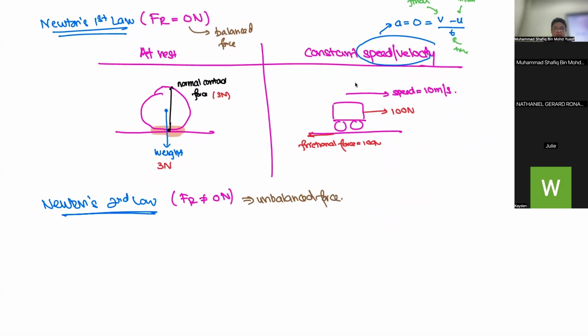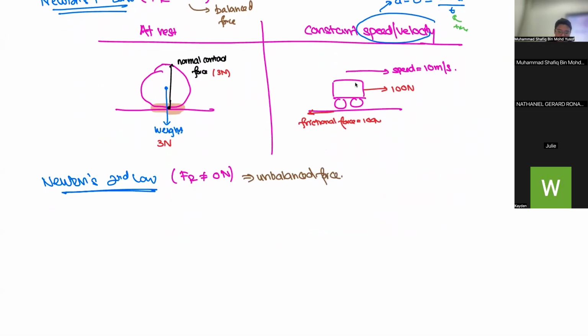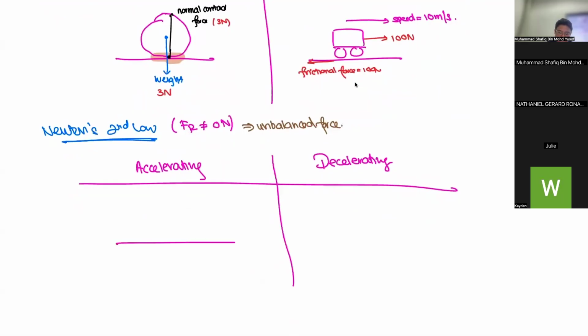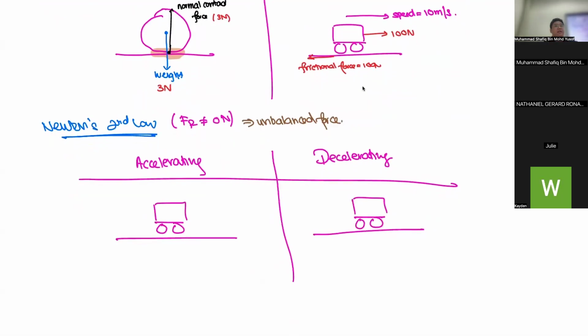Okay, so let's go through. There are two scenarios you all need to know. Number one is when the object is accelerating and when the object is decelerating. These are the two scenarios you all need to know. Accelerating, then draw the diagram. There's a reason why it's important.